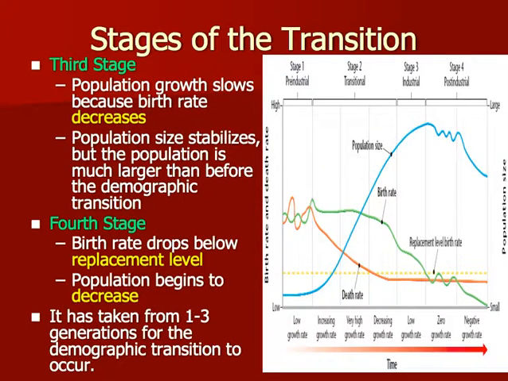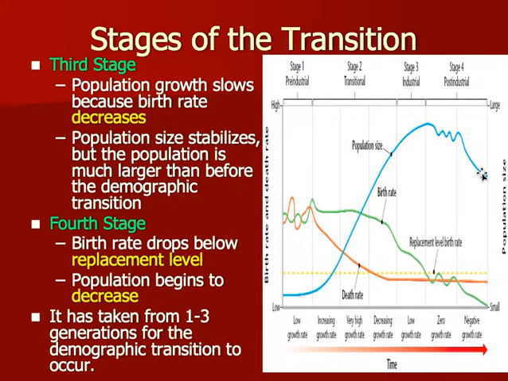So then we go to the third stage. Population growth is slower because the birth rates decrease. So we have more education, particularly education of women, right? And the population size is going to stabilize closer to the replacement birth level. But the population is much higher, so we are starting to stabilize here instead of here. So it's still a high population size, but it's starting to transition and decrease.